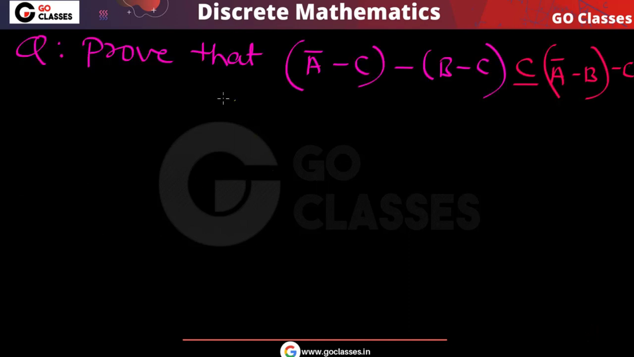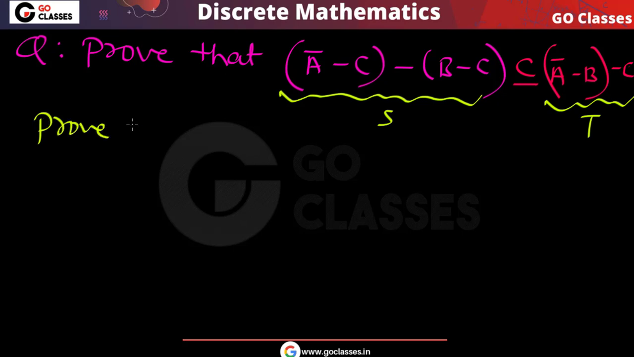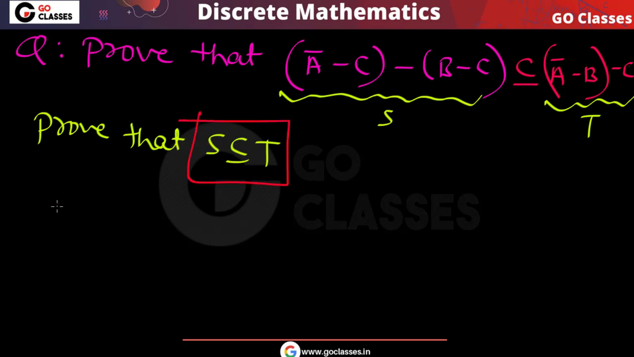Let's prove this. Prove that (A minus C) minus (B minus C) is a subset of (A minus B) minus C. Again, let's call the left set S and the right set T. So what we have to prove is that S is a subset of T. And we already know that if you want to prove this, then what can you do?